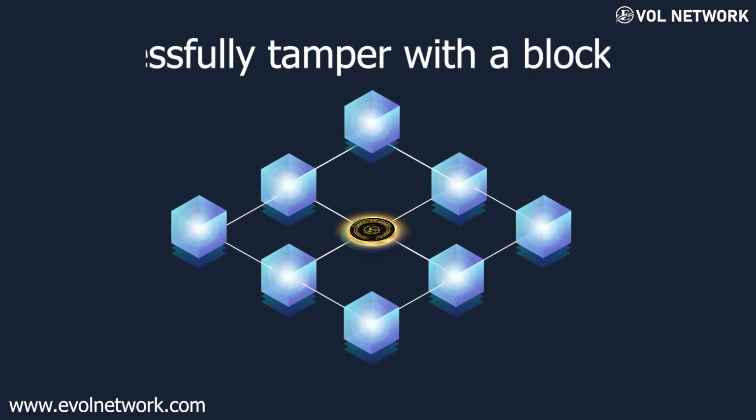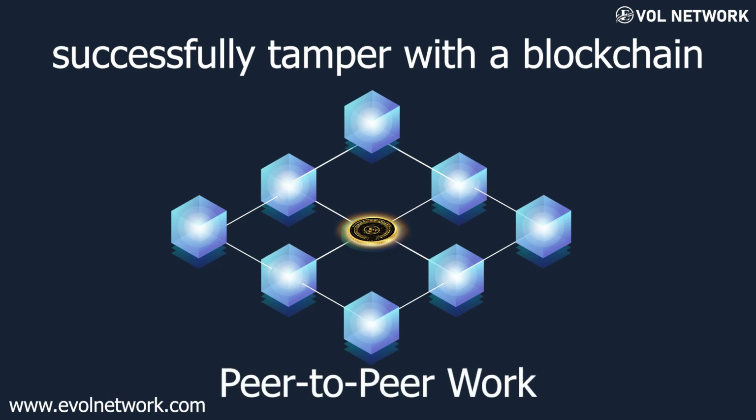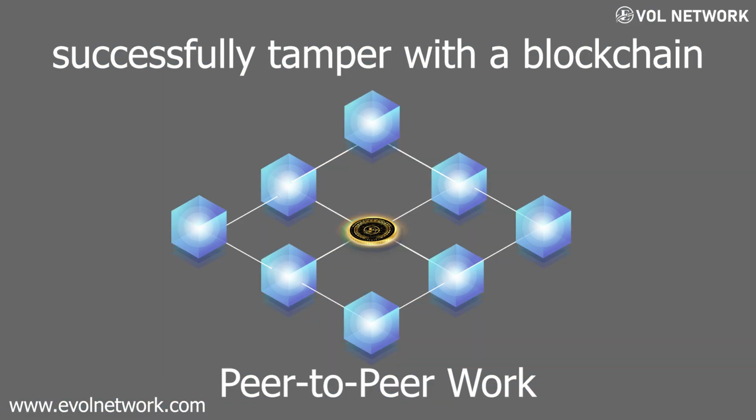So, to successfully tamper with the blockchain, you would need to tamper with all the blocks on the chain, redo the proof of work for each block, and take control of more than 50% of the peer-to-peer network. Only then will your tampered block be accepted by everyone else. So, this is almost impossible to do.